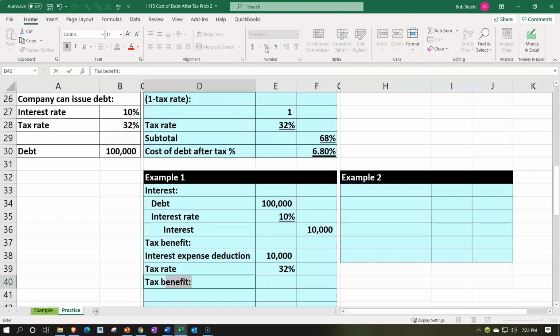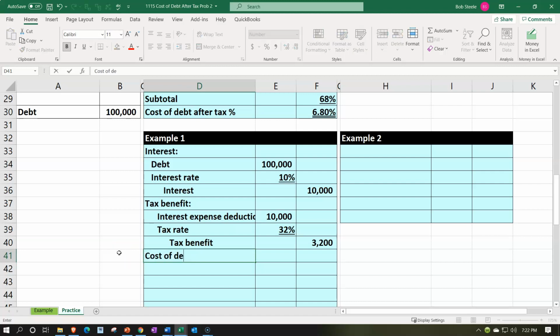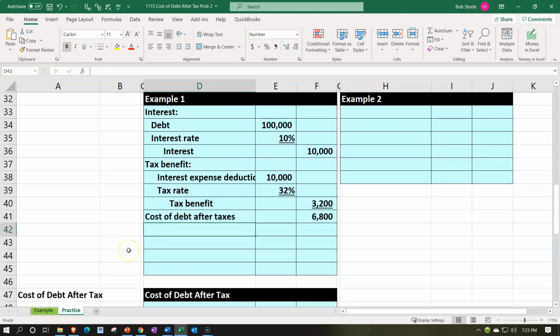And this is going to be the tax benefit. And that's going to be equal to the 10,000 times the 32%. Underline here, font group and underline. And let's go ahead and indent these, alignment and indent, and then indent again. Then we can think about this in terms of the cost of debt after taxes. In terms of dollar amount, it is the 10,000 minus the tax benefit, which really only costs us 6,800 after we do the taxes. Then we can go, okay, what's the percent benefit then?